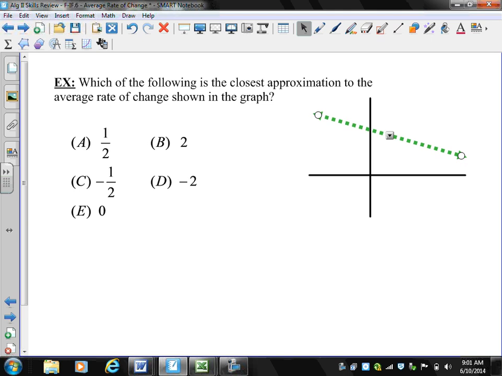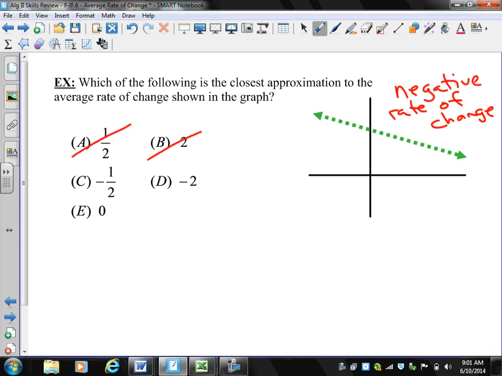So when it's going down to the right, is the slope, is the average rate of change going to be positive or is it going to be negative? Well, it's going to be negative, right? So negative slope or negative rate of change. Okay, so in my multiple choice question, I can get rid of the half, I can get rid of the 2, and I can get rid of the 0. The question is, is this average rate of change negative a half or negative 2?